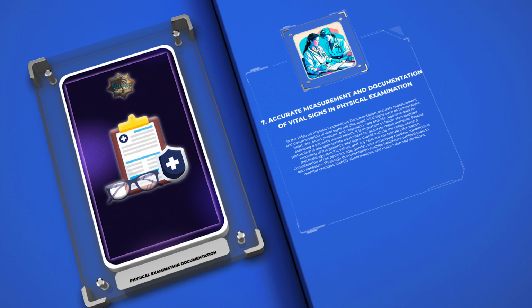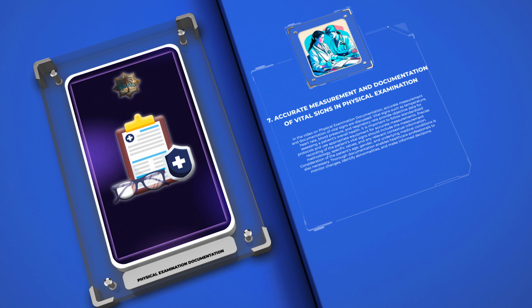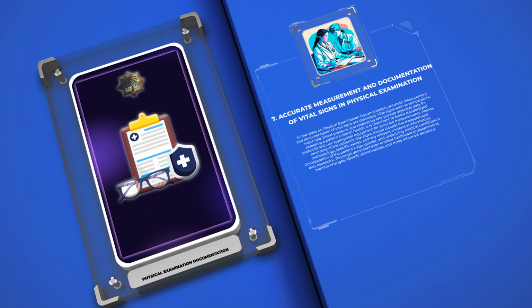Precise recording of the patient's vital signs should include the measurement methodology, specific values, and any relevant contextual information. Consideration of the patient's age, gender, and underlying medical conditions is also necessary. Thorough documentation enables healthcare professionals to monitor changes, identify abnormalities, and make informed decisions.